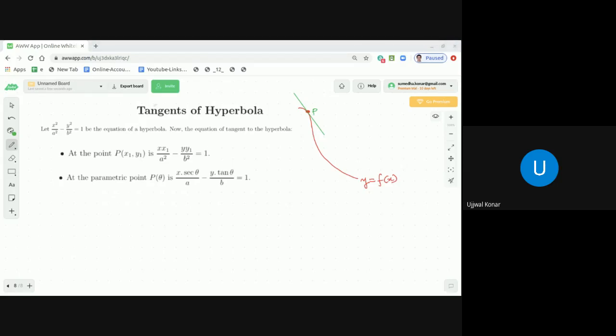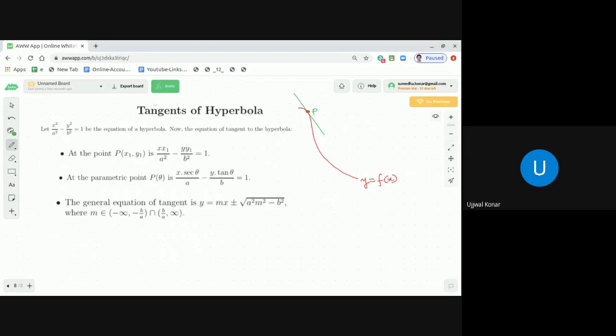Now, apart from these two, we also need to discuss the general equation of a tangent to a hyperbola x squared by a squared minus y squared by b squared equal to 1. What is the general equation of a tangent? The general equation of a tangent is something like this: y equal to mx plus minus square root of a squared m squared minus b squared.